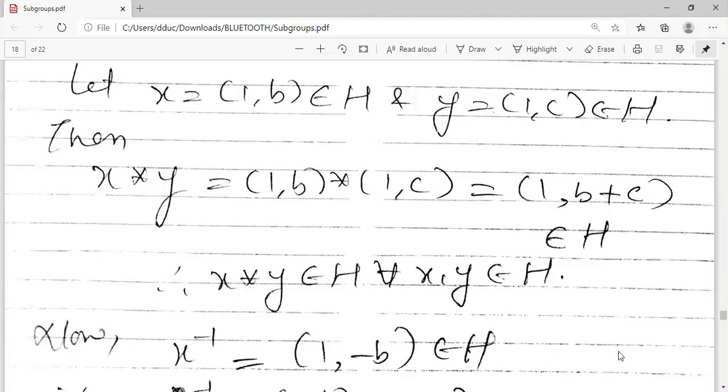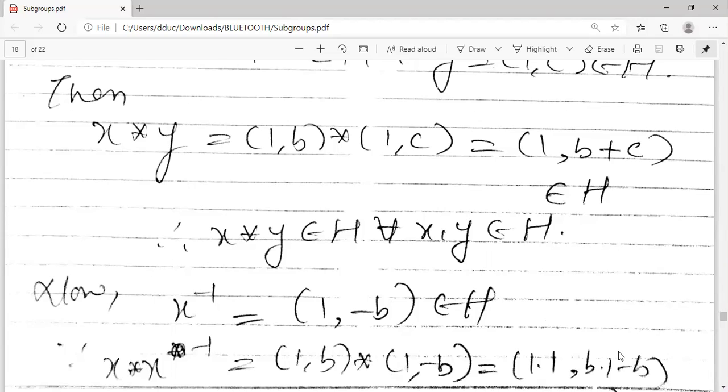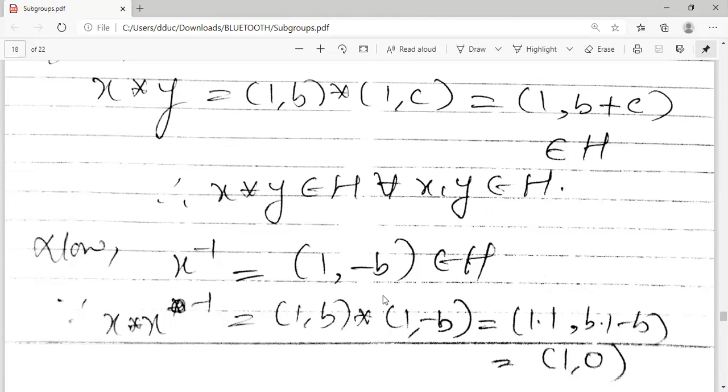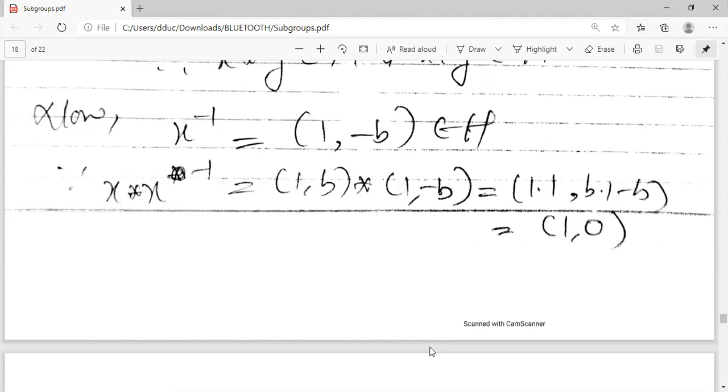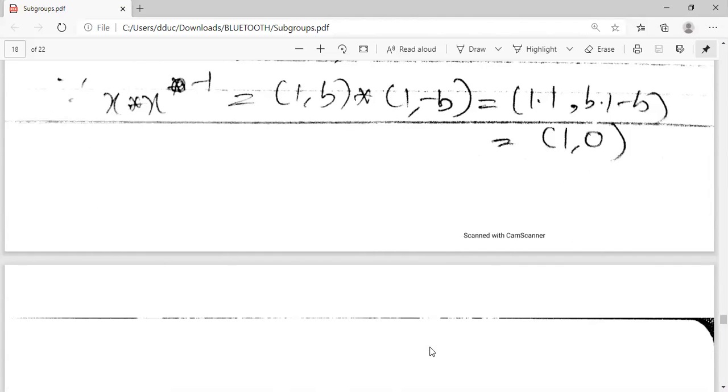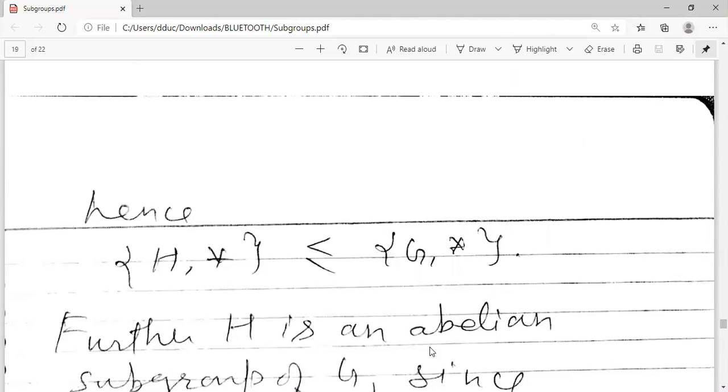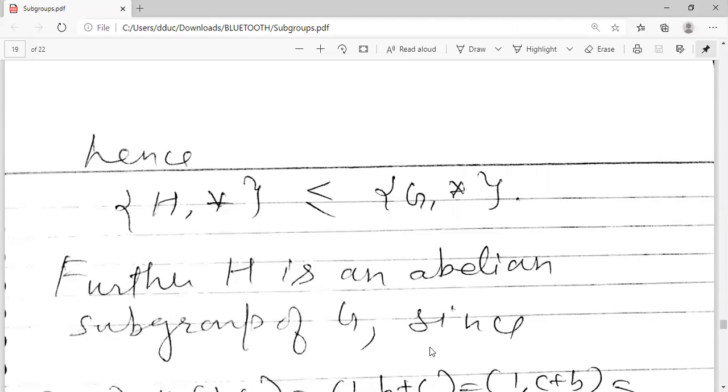And now the inverse. Basically we are using the two-step subgroup test here: closure property and then inverse. Now x inverse will be (1, minus b), and this belongs to H. You can verify: x times x inverse gives you the identity element (1, 0), by the definition of star given in the question. So by the two-step subgroup test, this becomes a subgroup. And this is in fact an abelian group.